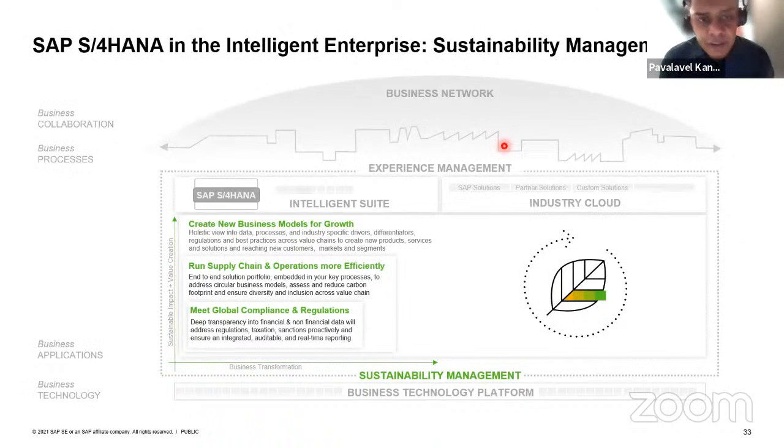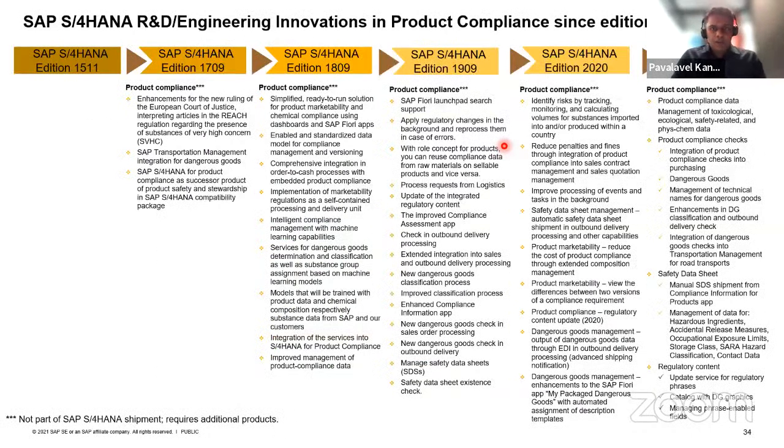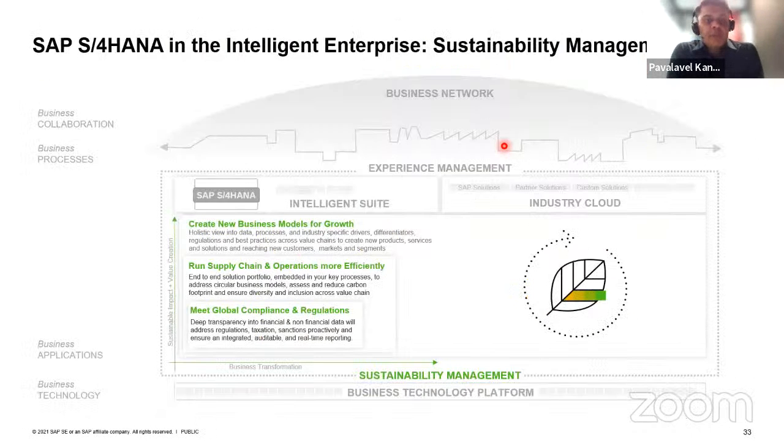Coming to sustainability management. This is a single slide about sustainability management. SAP has been continuously involved in producing new initiatives and bringing up new innovations in the area of sustainability management. We have been working on creating new business models for growth, and running supply chain and operations more efficiently, meeting global compliance and regulation requirements with our sustainability management innovations which are coming up.